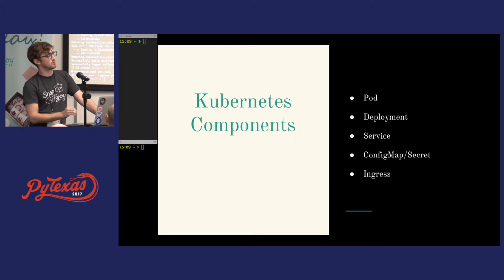Now, this selector is how we, again, select what pods this service is going to abstract over. In this case, since we specified hello world as our app label on our deployment template, we need to specify it as the selector in our service.